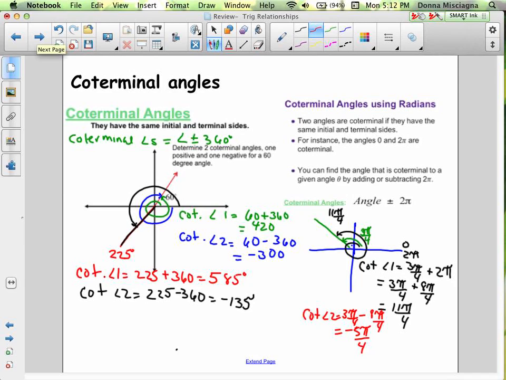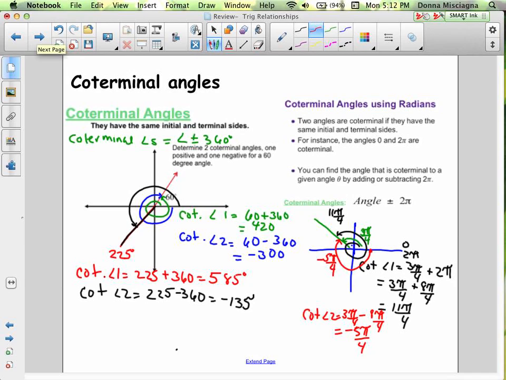All right, so here, this one goes this direction. It still starts in that same location. My angle went a little bit off over the x-axis, but it still starts in that same location. It just goes in the other direction. So this is an angle that is negative 5 pi fourths.